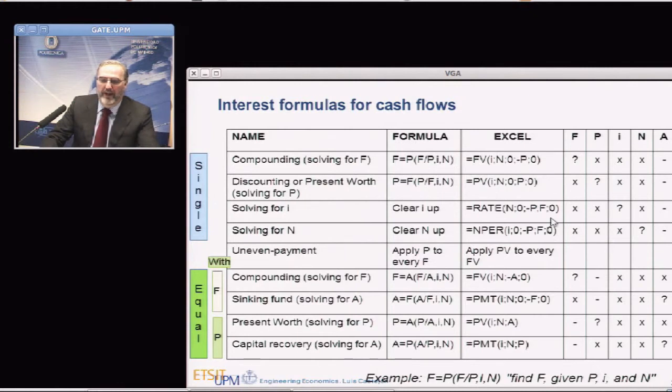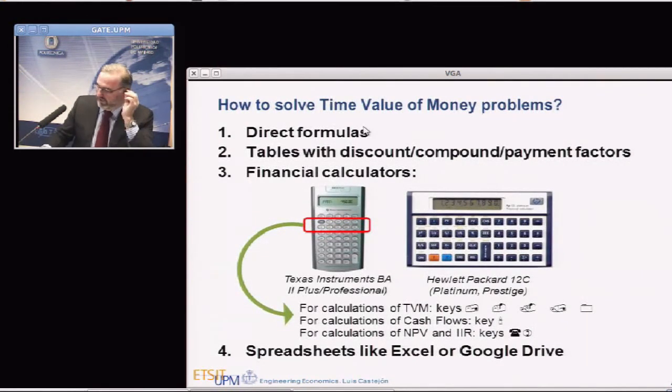So we can find through Excel formulas, through tables in the books, or, as I will suggest, as an advanced economic engineer, to use this kind of calculator. I have one. This is the Texas Instruments BA II Plus Professional. You see here in my hand, and you see here in the slide, we have different ways to solve the problems. One is the direct formulas: present value times (1 plus i) to the nth power. We have tables in the books, or you can construct tables in your Excel.